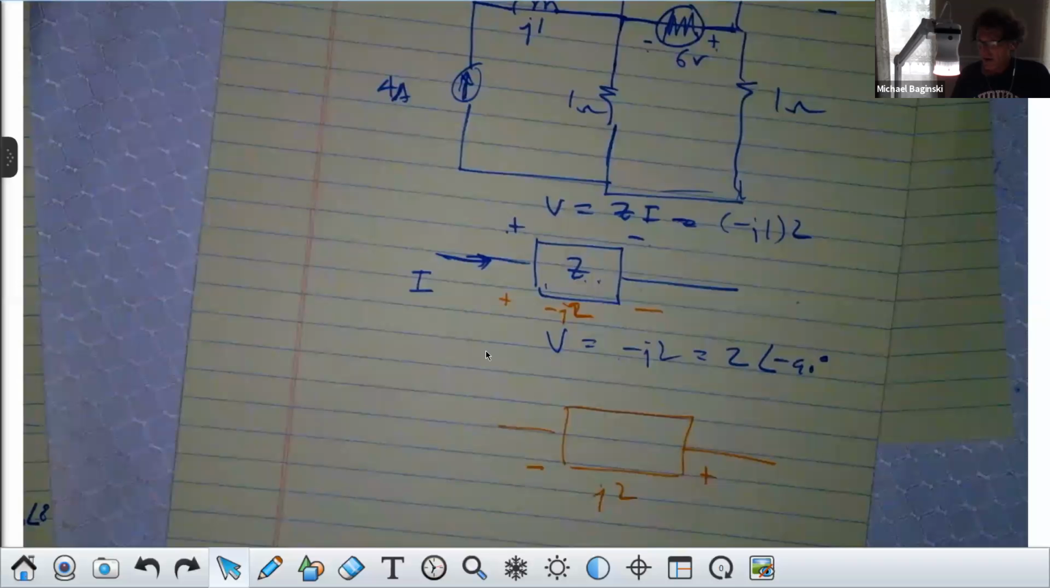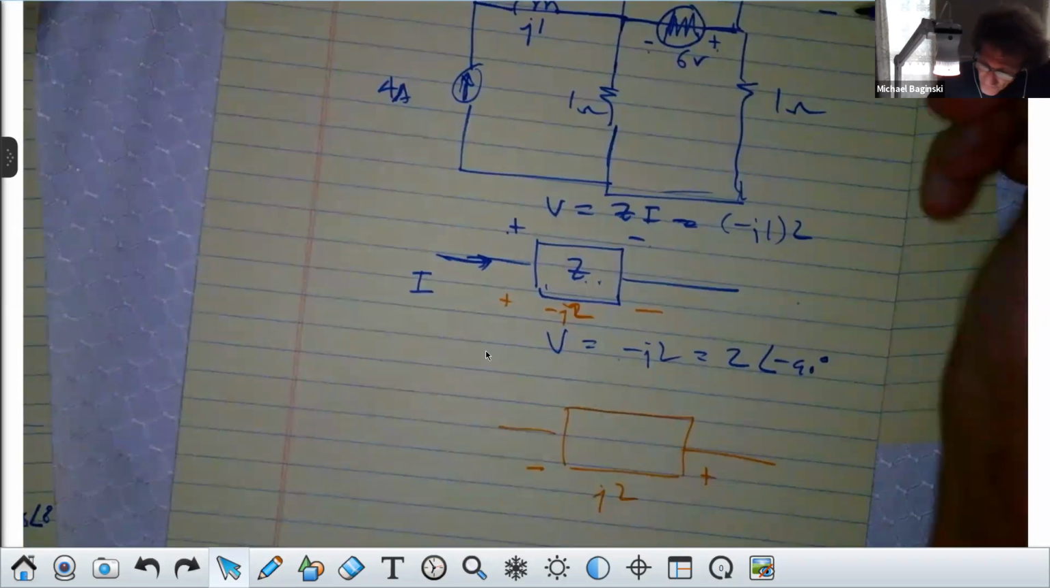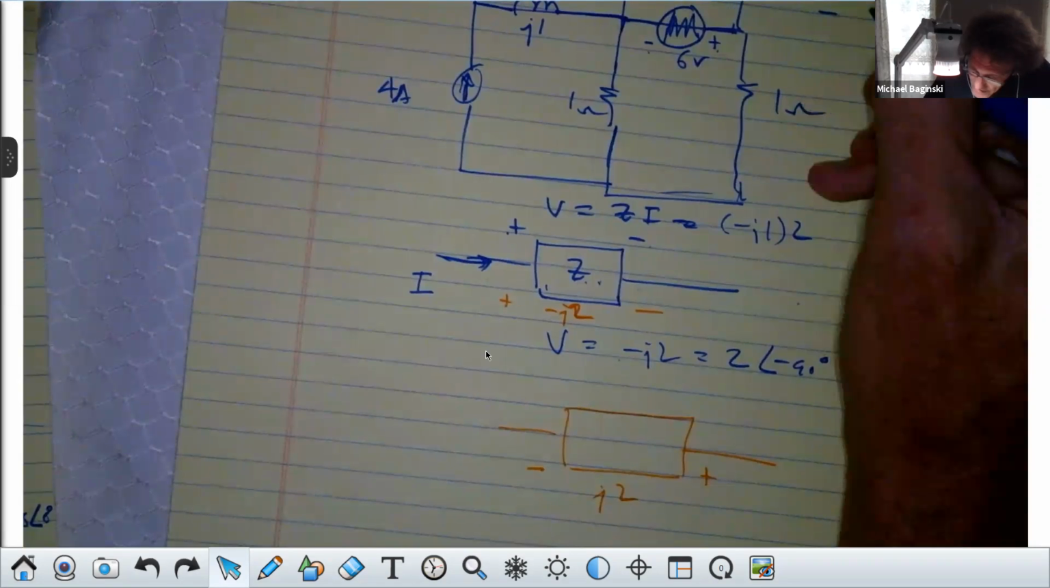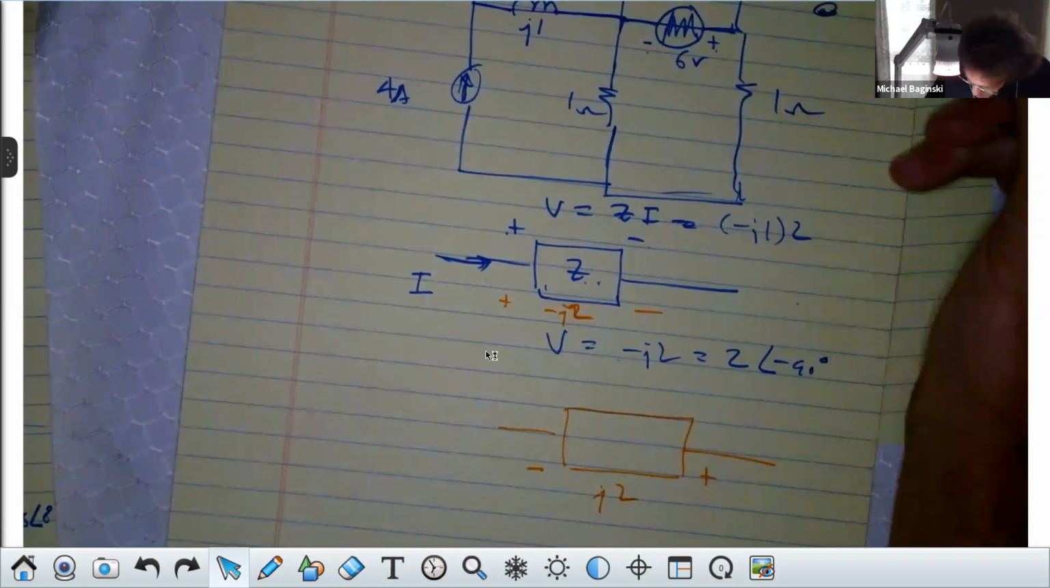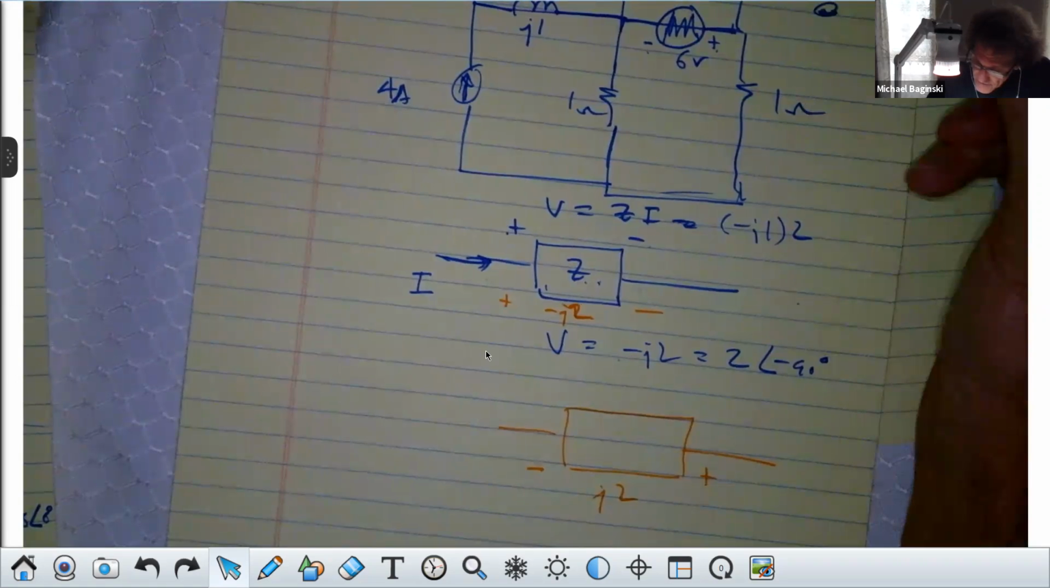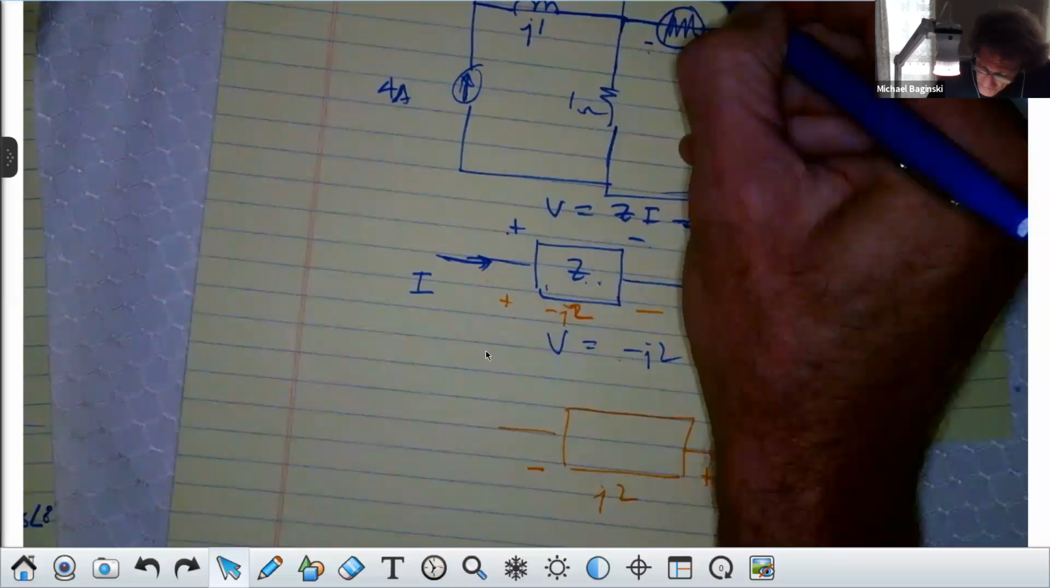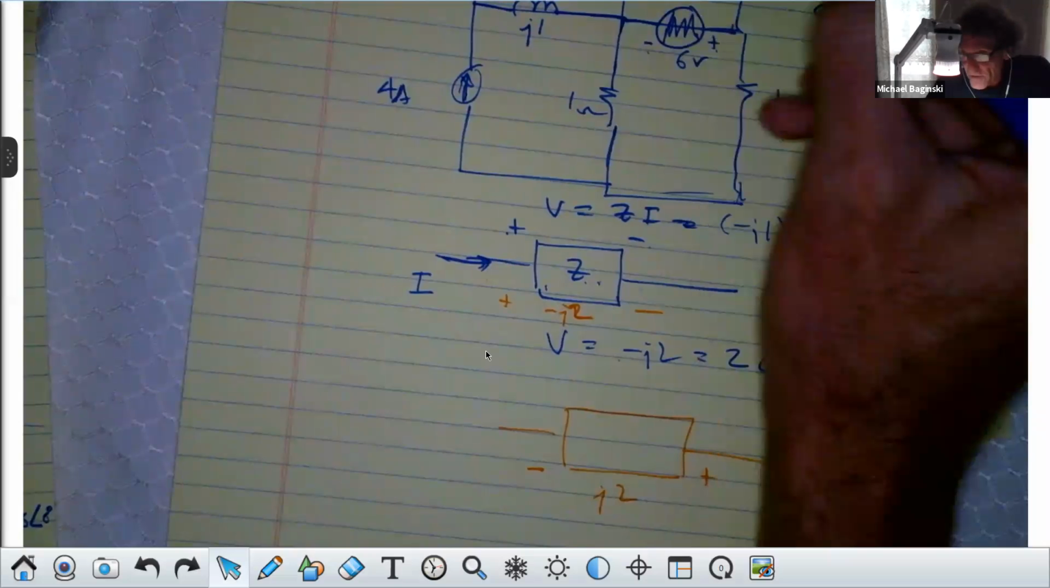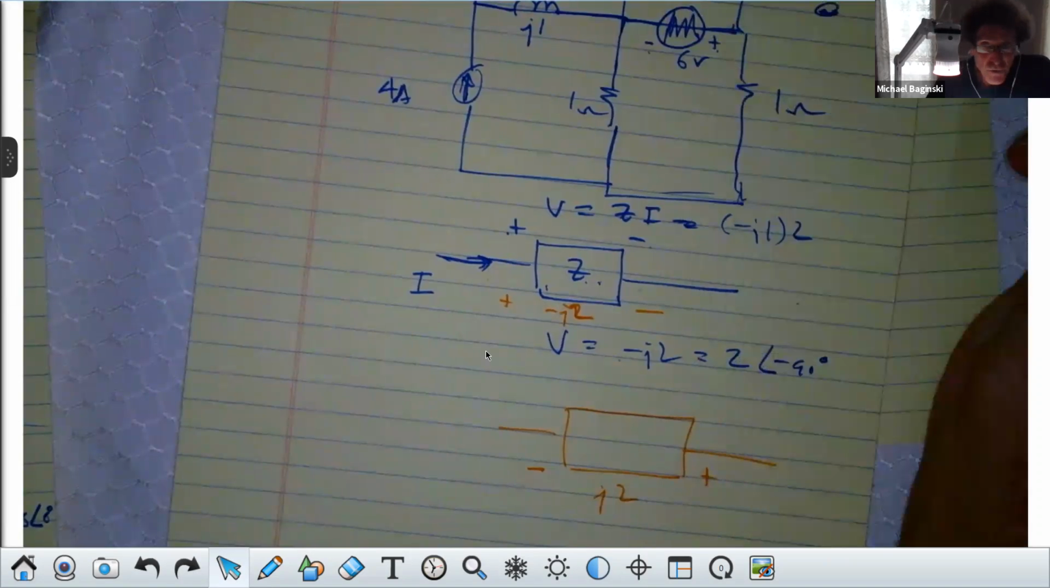All right, class? Now, that's the case. What can I do with this? I had plus to minus. I can get rid of that, get rid of that. Remember, it's voltage. So instead of plus to minus, this would be plus, this would be minus, of just j2 volts, right? Or you could put it as 2 at 90 degrees. Do you agree with that?